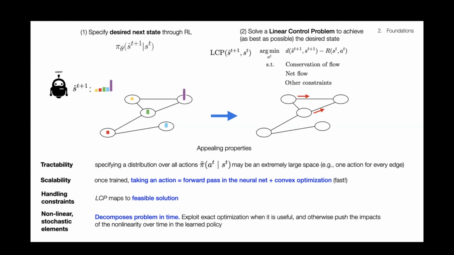So this is a property of reinforcement learning in general. You're learning an instantaneous policy, which at time t gives you an action. But this policy is learned under the problem of trying to maximize the cumulative reward over time. So in a way, we exploit exact optimization when it is useful, for example, to enforce constraints and have high guarantees of quality instantaneously. But then we push the impacts of stochasticity, the temporal dimension, or nonlinearity over time onto the fact that we're using reinforcement learning in the loop.